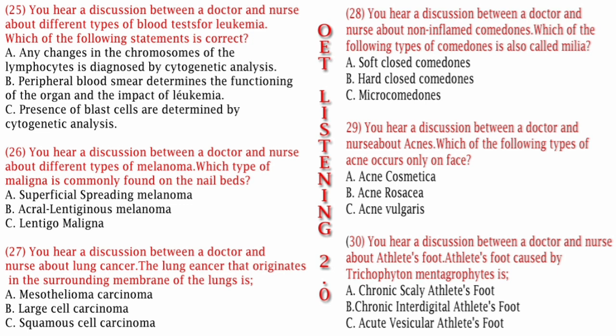Hello, doctor. What are the different types of blood tests for leukemia? Well, blood tests such as complete blood count can detect leukemia. A complete blood count determines the number of red blood cells, white blood cells, and platelets. Cytogenetics analysis is a blood test in which a sample of blood is examined to check for changes in the chromosomes of the lymphocytes. Peripheral blood smear determines the presence of blast cells and shows the type and quantity of white blood cells. Other various blood tests may be ordered to see how organs are functioning and if they're being affected by leukemia.